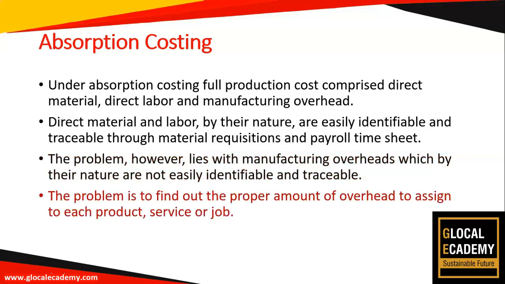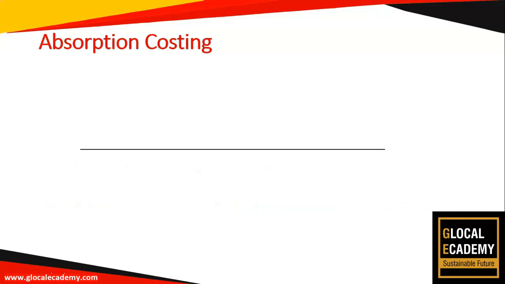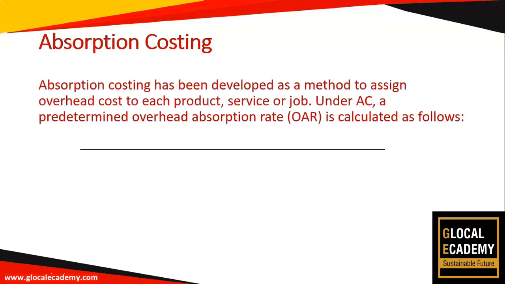Now, the problem is to find out the proper amount of overheads to be assigned to each product, service, or job. In order to resolve this problem, absorption costing has been developed as a method to assign overhead cost to each product, service, or job. Now you must understand that under absorption costing, a predetermined overhead absorption rate is calculated as follows.